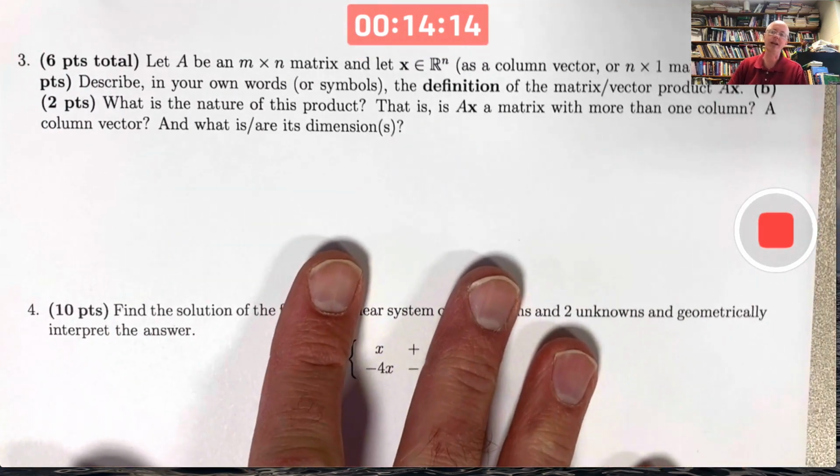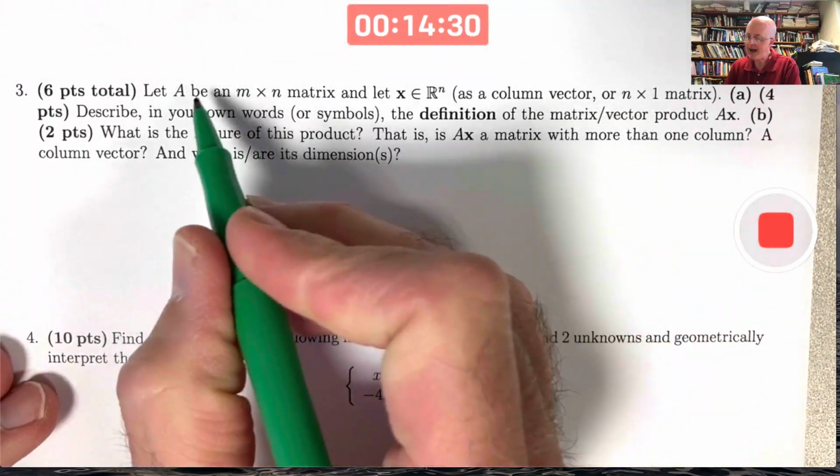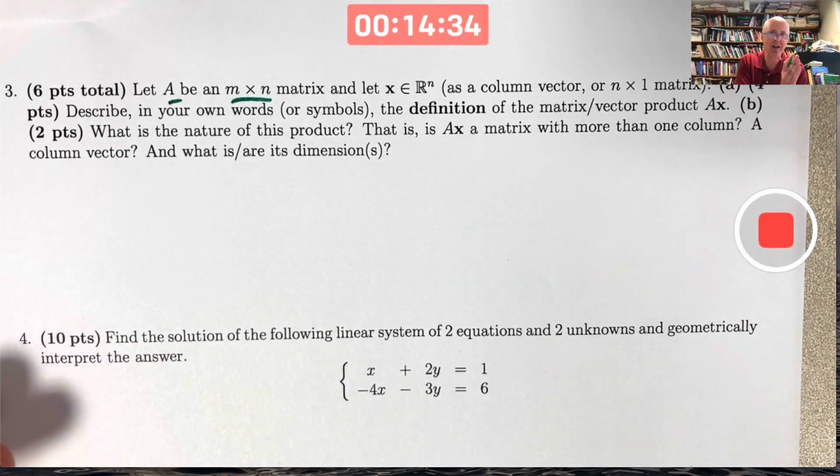But I really try to emphasize this as one of the most important concepts in linear algebra right here. It's the key to understanding the connection between linear transformations and matrices, to understand this right here, and other stuff as well. So A is an m by n matrix. That means it's got m rows and n columns.